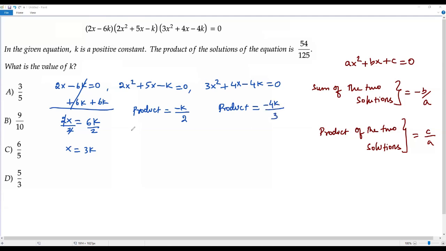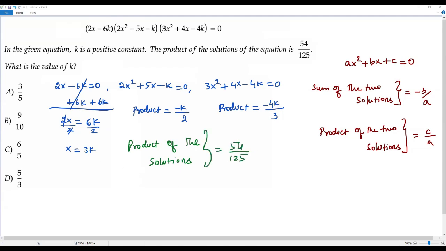Okay, so for the 5 solutions of the given equation, I got one solution over here, 3k, and for the next 2 solutions I got the product, and for the next 2 solutions again I got the product. Now let me consider this information, that is the product of all the solutions. The product of the solutions for the given equation is given, it's equal to 54 over 125.